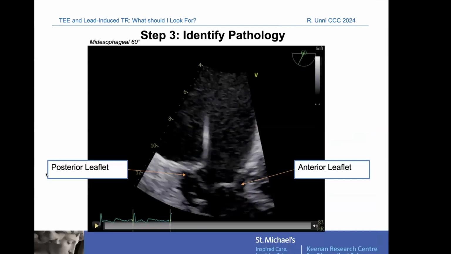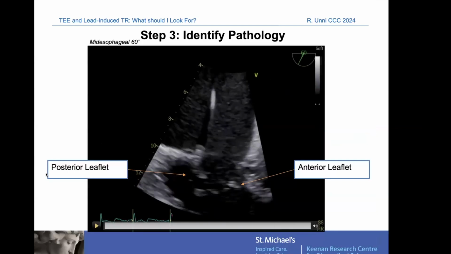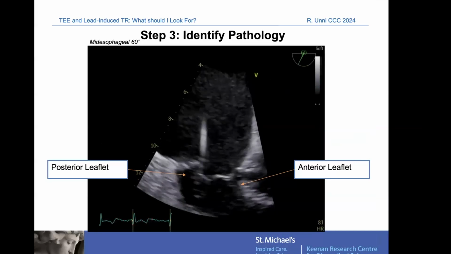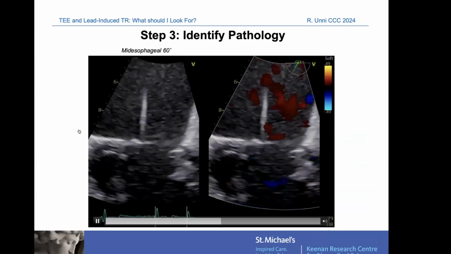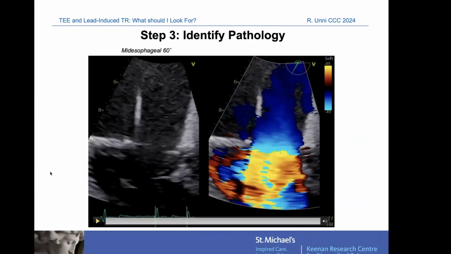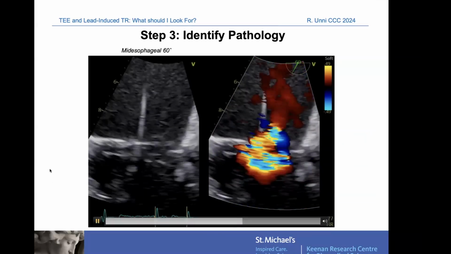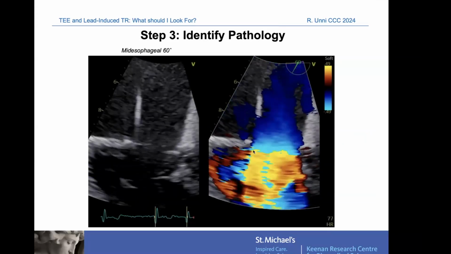This is now back to the mid-esophageal view at 60 degrees. Again, not really seeing the mechanism here, but it looks closer to the posterior side. We're seeing, here's color compare with color. Again, mechanism's not well seen, but we're seeing a large jet coming from around where the lead is touching the posterior leaflet there.